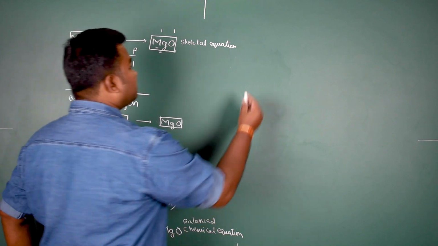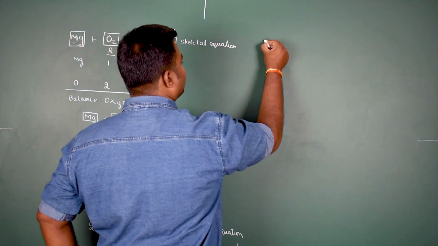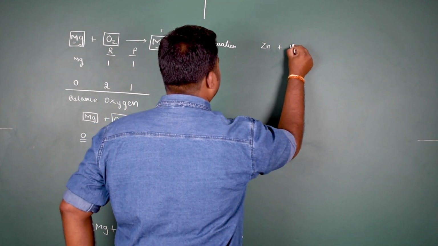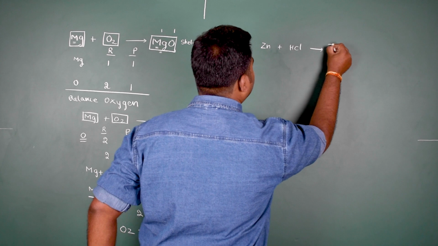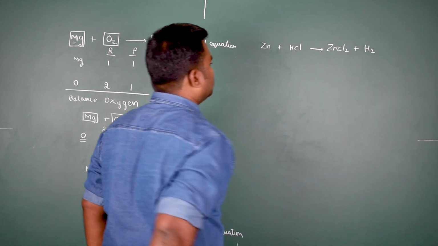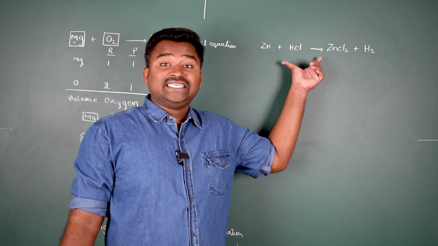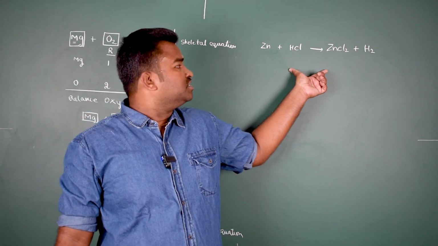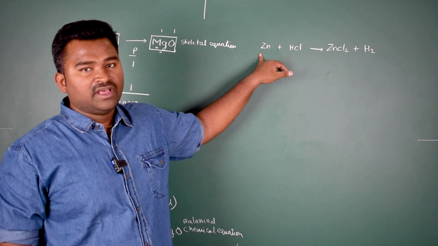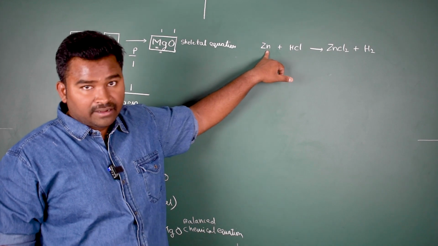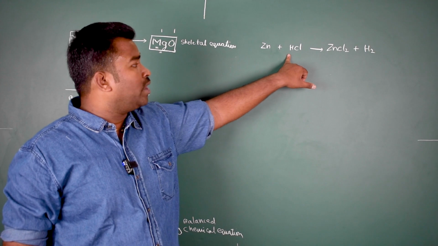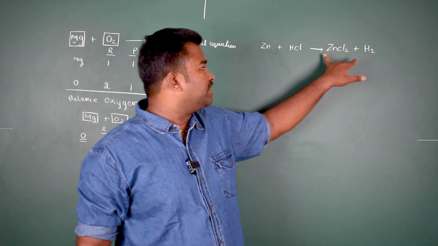In understanding this, let me take from the previous sessions, we have taken a metal zinc which is reacting with HCl to form ZnCl2 plus H2 gas. So the first question is, is the reaction balanced or not? To check this, I have to go by atoms. Here the zinc is only one atom. Here also zinc one atom. Zinc atoms are balanced. Here hydrogen is one atom. Here it is two atoms. So hydrogen is not balanced.